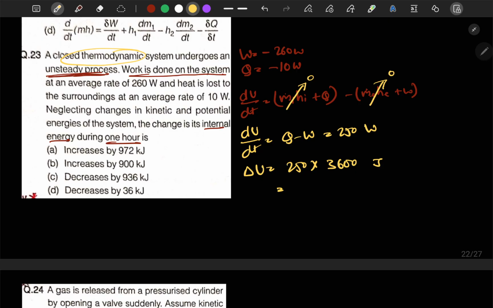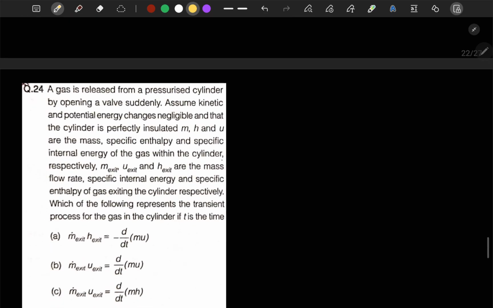Okay, so we can calculate it in terms of 900, we will get 900 kilojoule. Since this term is positive, it means that the internal energy increases by 900 kilojoule. Okay, next we will move to question number 24.